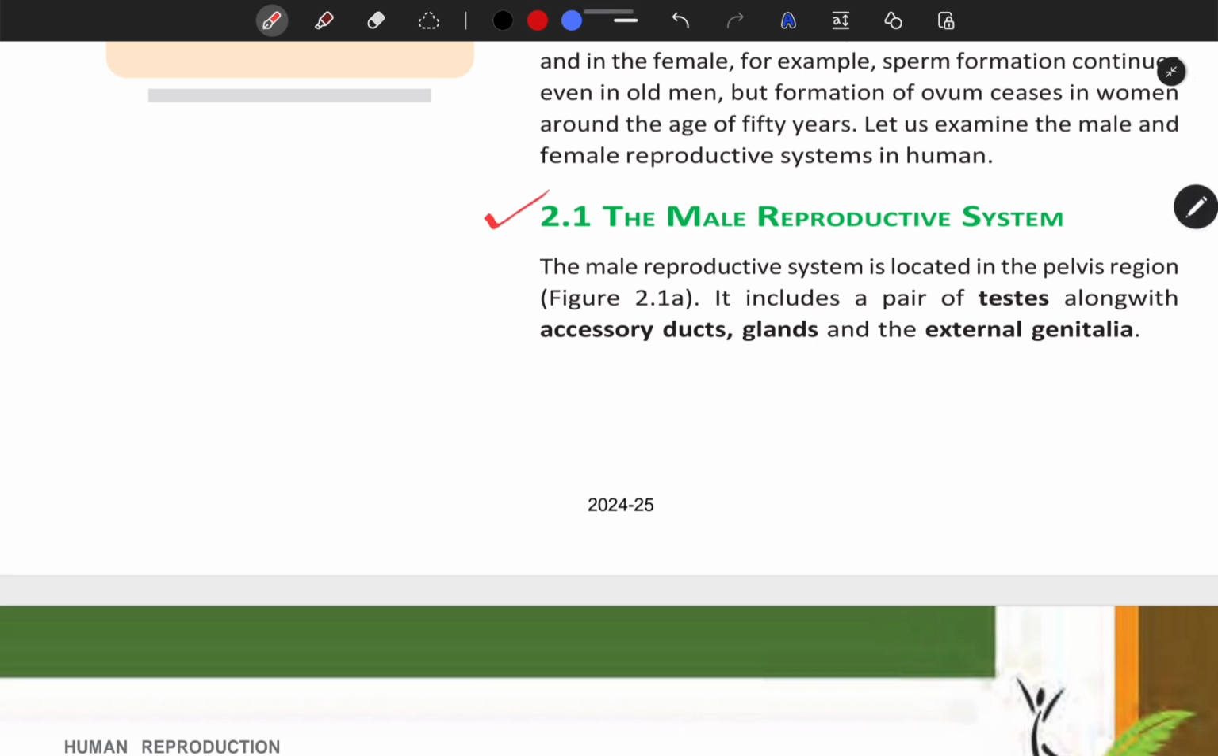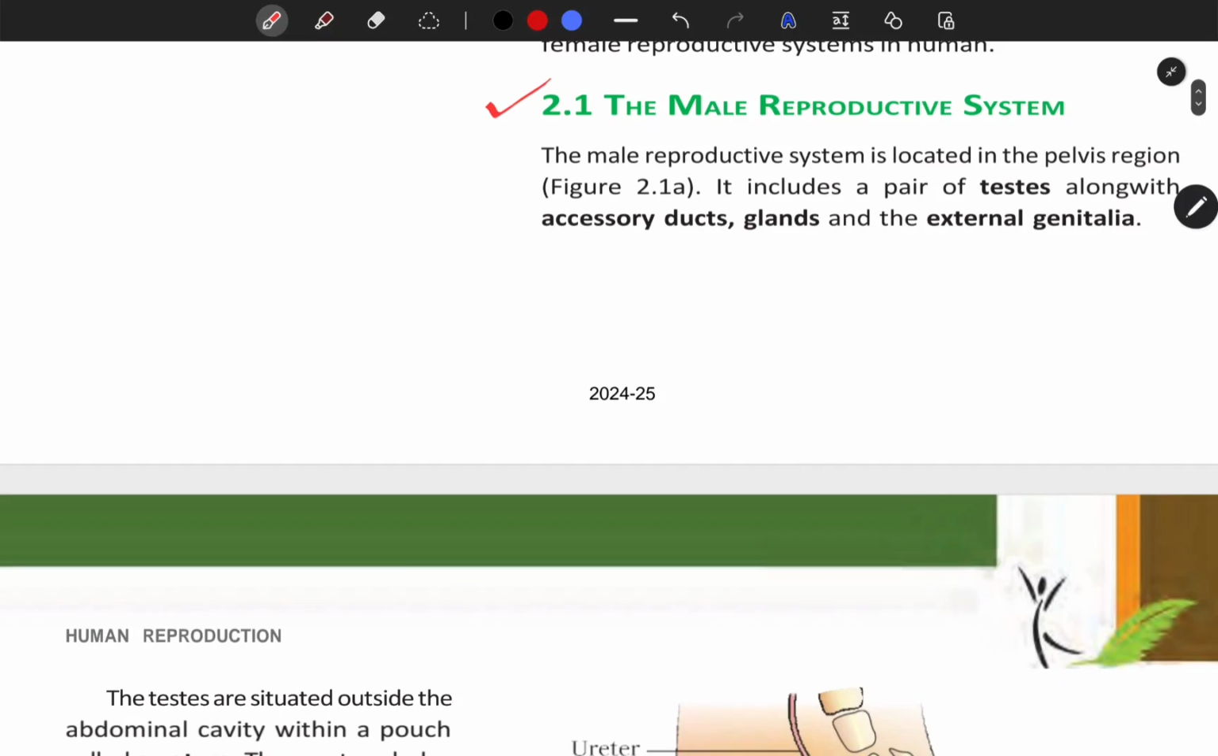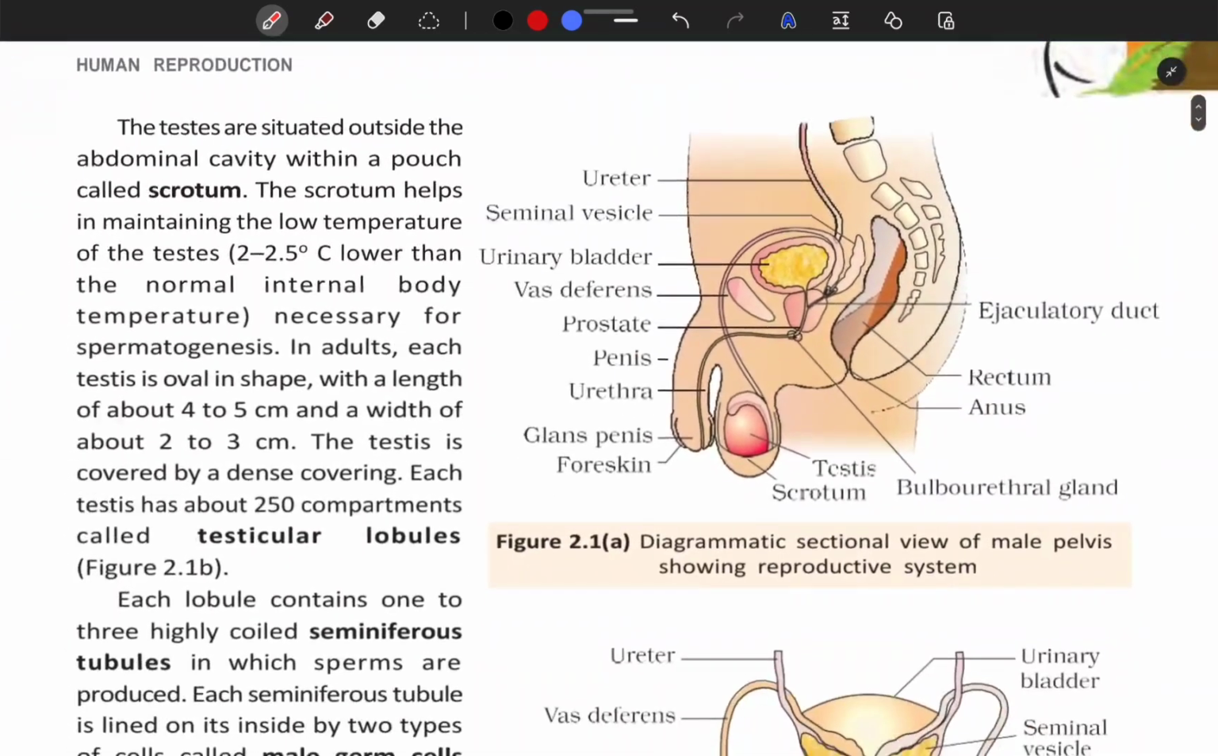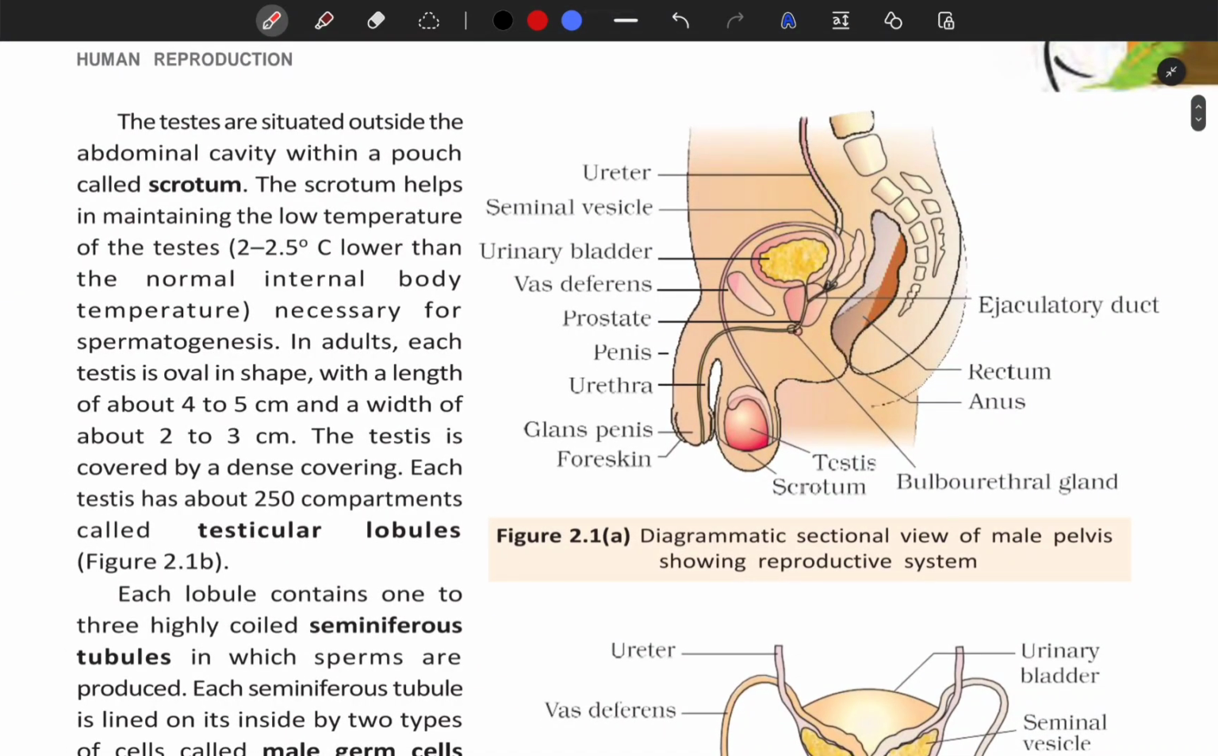2.1 The male reproductive system. The male reproductive system is located in the pelvis region. It includes a pair of testes along with accessory ducts, glands, and external genitalia. The testes are situated outside the abdominal cavity within a pouch called a scrotum. The scrotum helps in maintaining the low temperature of testes, that is 2 to 2.5 degrees Celsius lower than the normal internal body temperature, necessary for spermatogenesis.